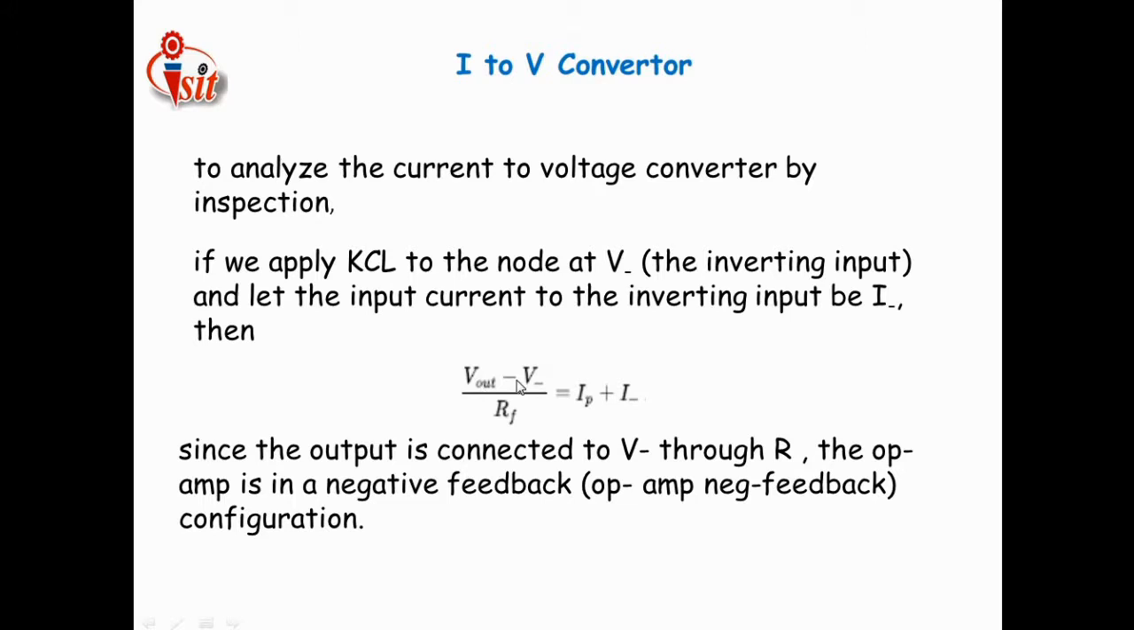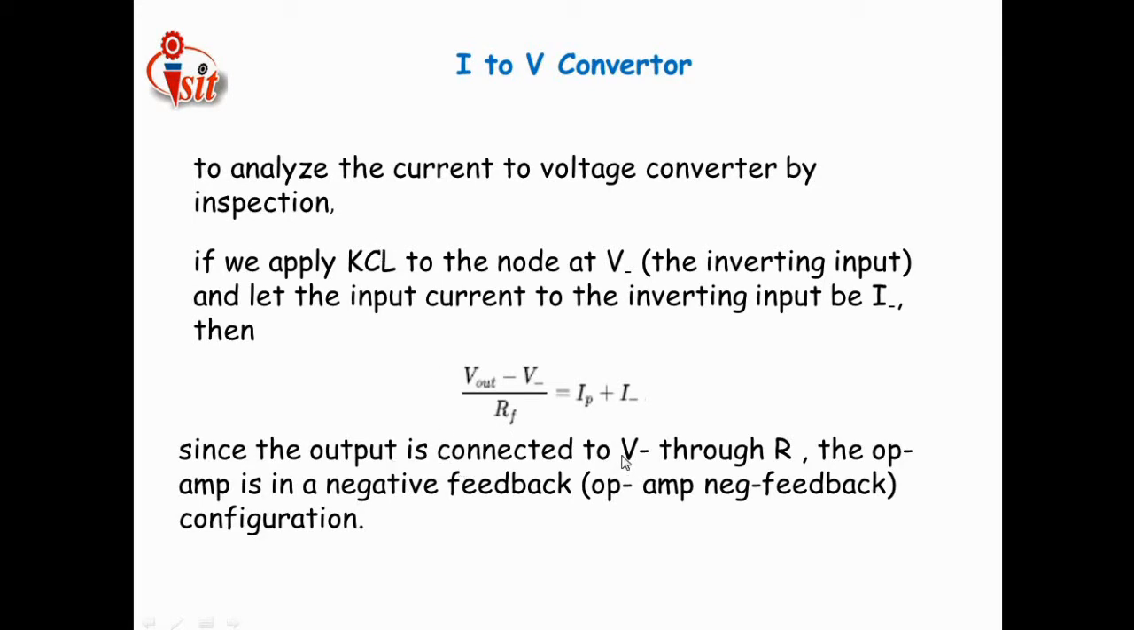By using the simple formula relating current, voltage and resistor, V equals IR, here (V out minus V minus) divided by RF is equal to IP plus I minus. That means the incoming current summation is equal to the outgoing current summation. Thus this formula fulfills the KCL law, that means Kirchhoff's current law.